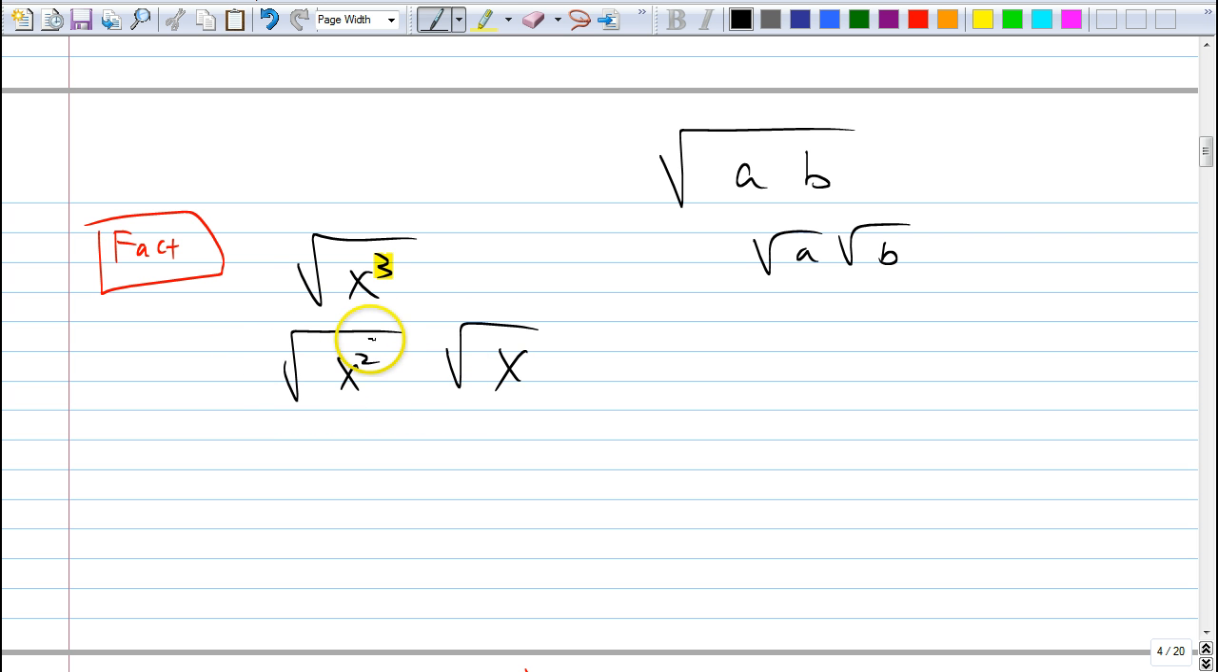Because what's square root of x squared? That is absolute value of x. We just said that, right? Times square root of x. So how many people think this is the answer? Okay. None of you? What do you think this simplifies to then? Dana?